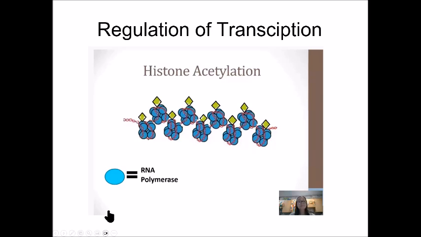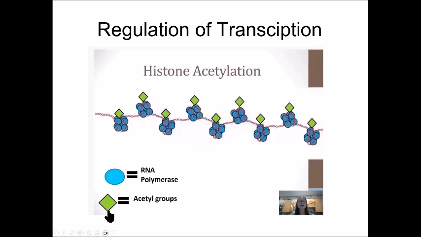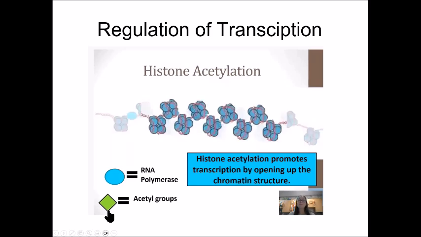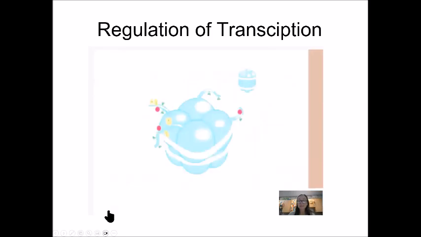When the acetyl groups attach, it causes the chromatin to unwind and loosen. Now, RNA polymerase can attach to a promoter sequence and transcribe. So histone acetylation promotes or encourages gene expression by opening up that chromatin structure. However, when the acetyl groups come off, that DNA coils back up to heterochromatin, blocking transcription and gene expression.